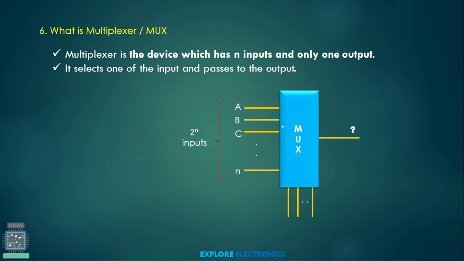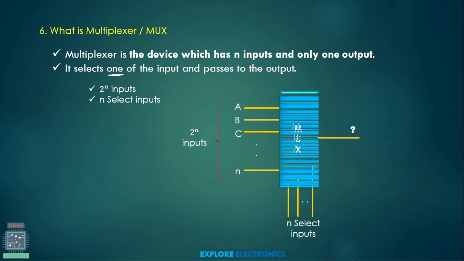A multiplexer is going to have multiple inputs and one output. Here there are n select inputs. For those n select inputs, we will have 2 power n inputs to be selected as output. You can see over here, it selects one of the inputs to pass to the output at a time. So we can write this multiplexer as 2 power n inputs and n select inputs. We are going to write the multiplexer block like this. Here is the input representation, and here the single output representation.